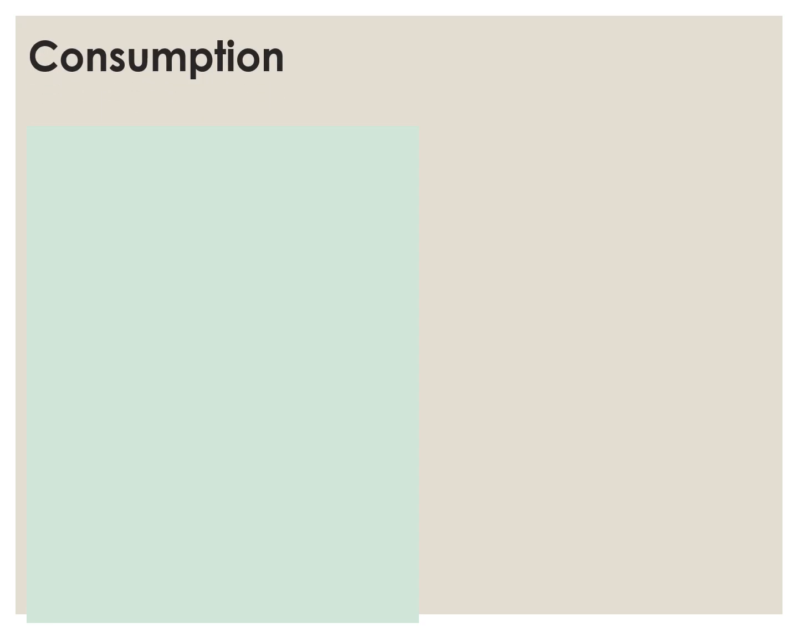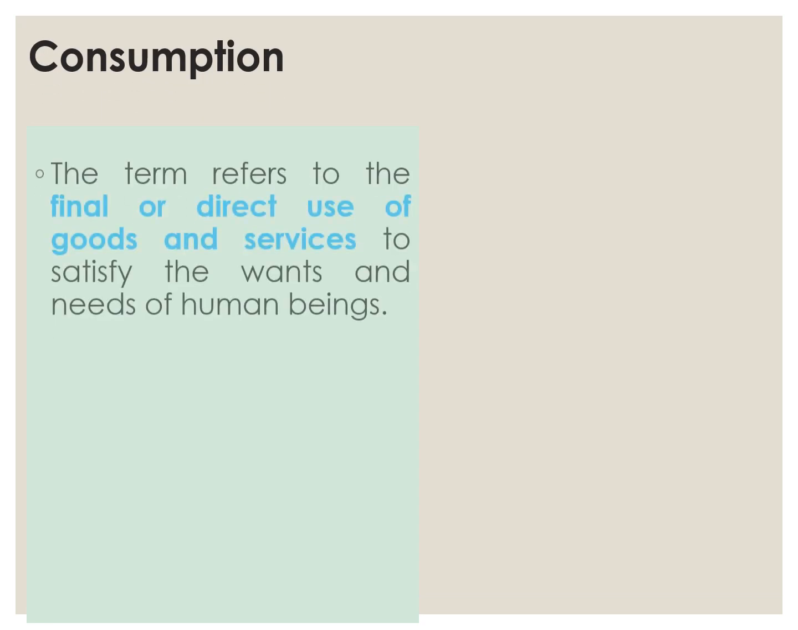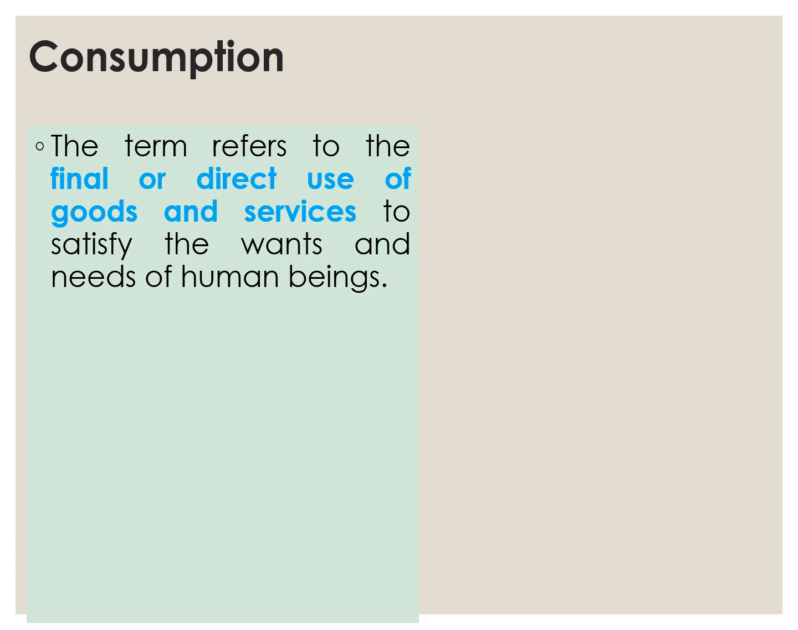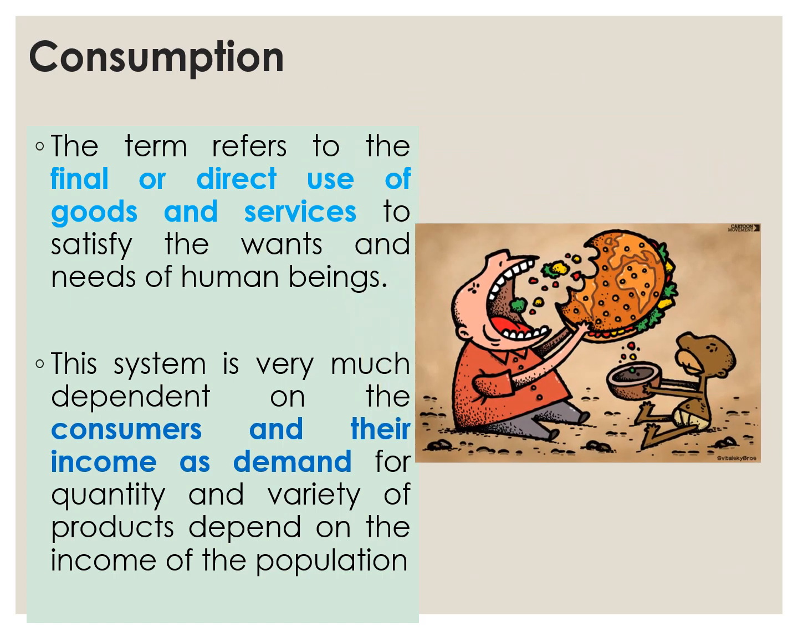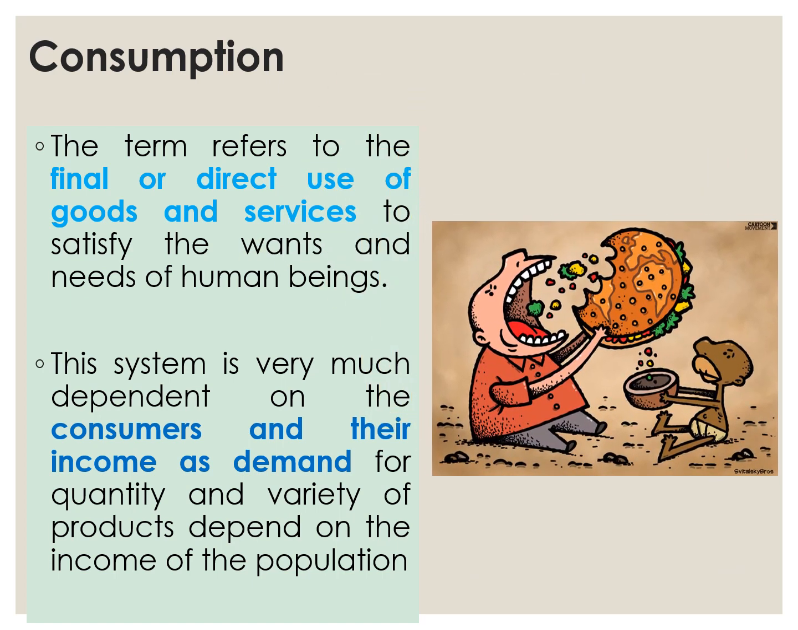Consumption, another component of PCE mechanism. Consumption is using the goods and services produced. The term refers to the final or direct use of goods and services to satisfy the wants and needs of human beings. This system is very much dependent on the consumers and their income, as demand for quantity and variety of product depends on the income of the population. So the taste and demand of consumers determine the rate of production.